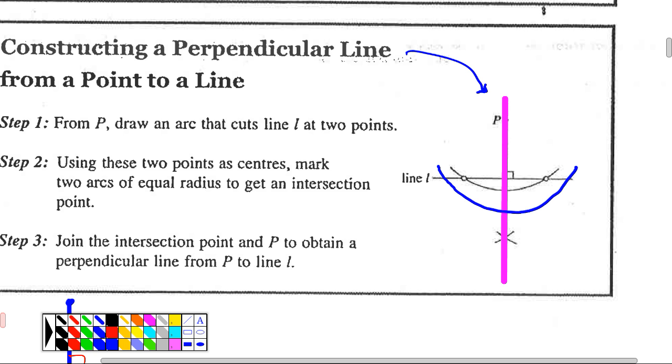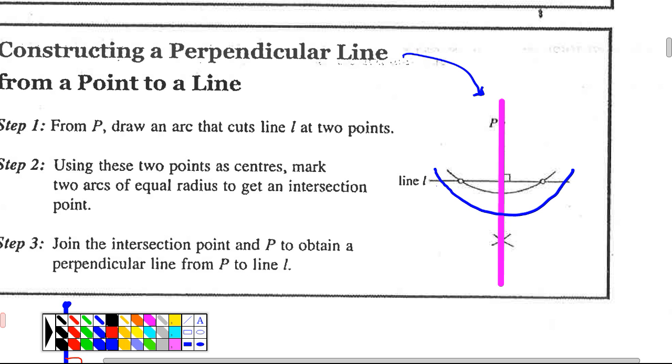Next, with the instruction: using these 2 points as center. Where are the 2 points? This is my point number 1, this is my point number 2. Then what do you do? Put the needle at 1, draw an arc. You have something like that. Put the needle at number 2, draw an arc. You have this line. Then you join from P downwards.